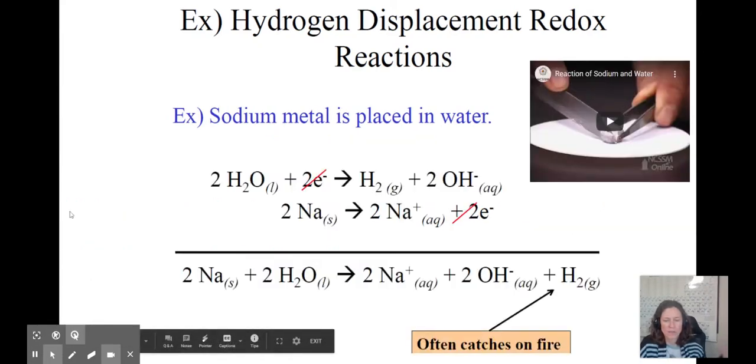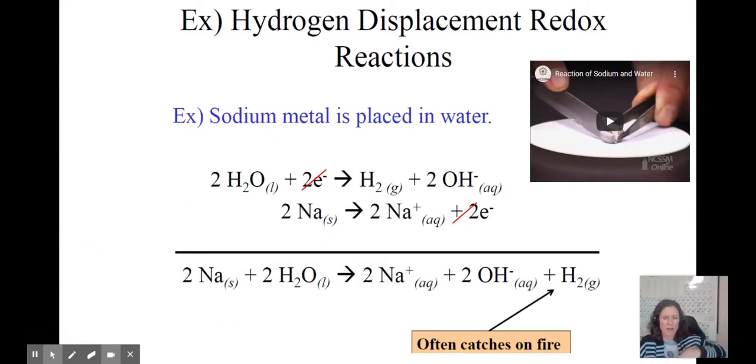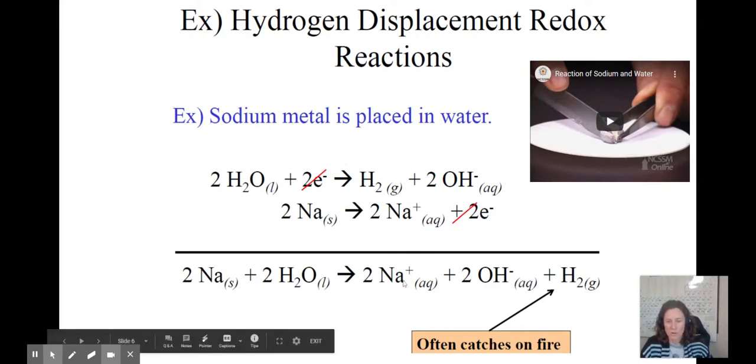So if we wanted to look at what these would look like on top of each other, you have your reduction half reaction, you have your oxidation half reaction, and just like with net ionic equations, if it's on the left and the right of the arrow, they cancel. So you can see it's on the left of the arrow, the right of the arrow, it cancels, and this is your overall equation.